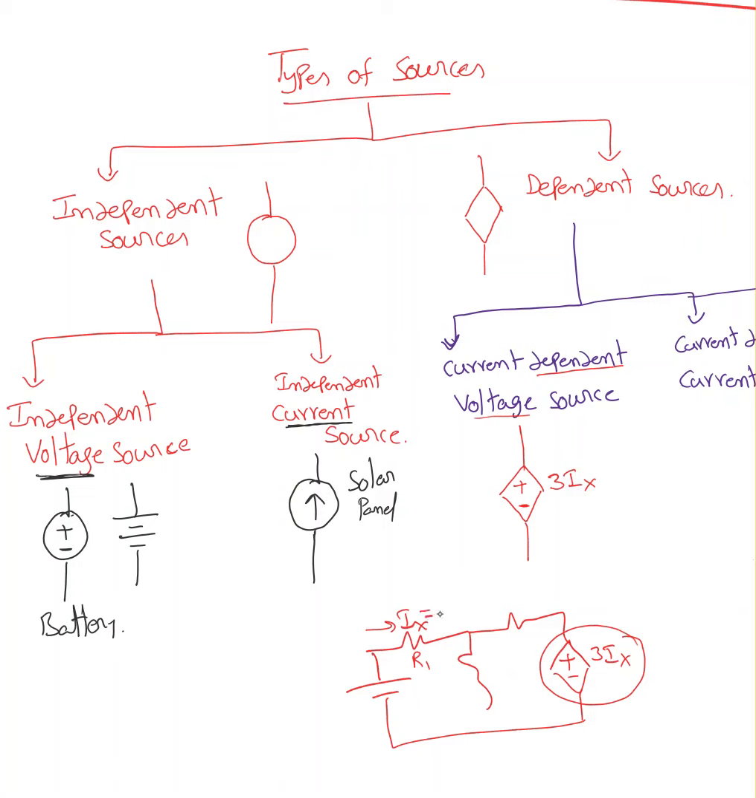For example, if you end up finding Ix equal to 2 ampere, the source is supplying 3 times 2, which is 6 volt. Don't take the unit, just take the number. Even though this is a current dependent voltage source, it supplies voltage, not current, but the voltage supplied by the source depends upon the current.